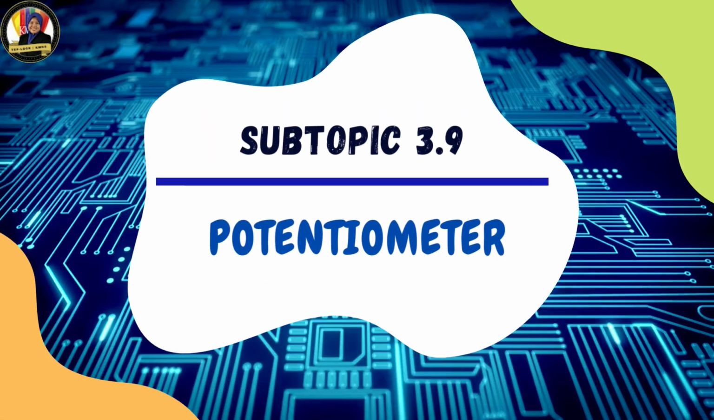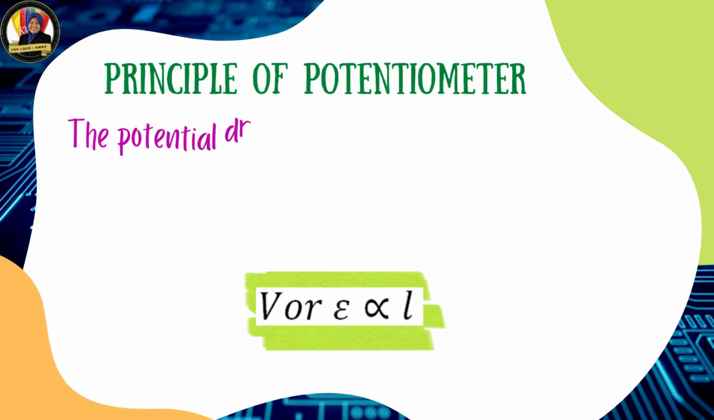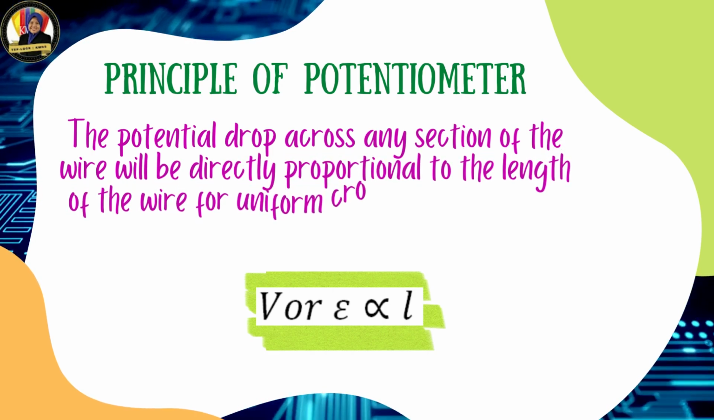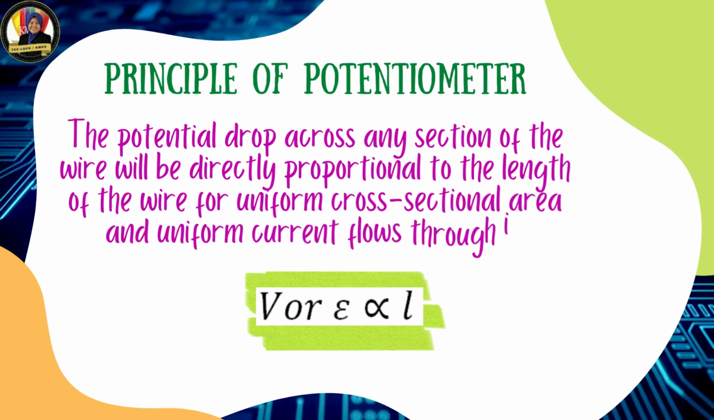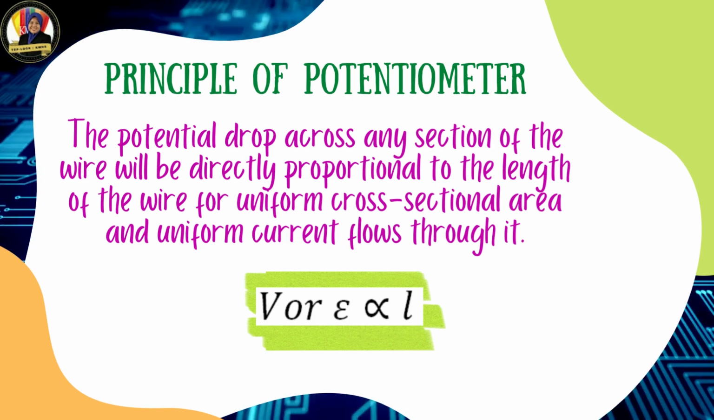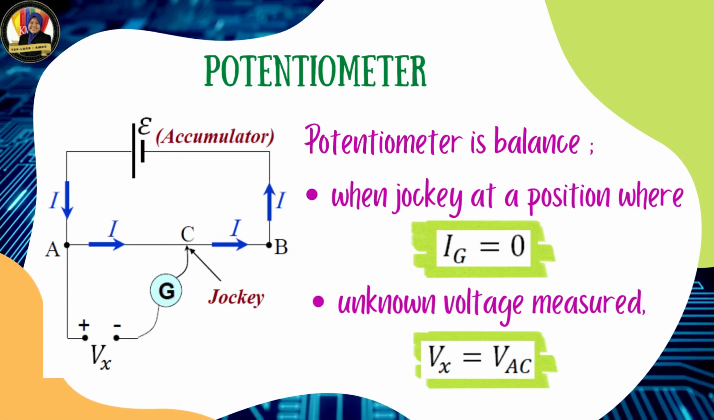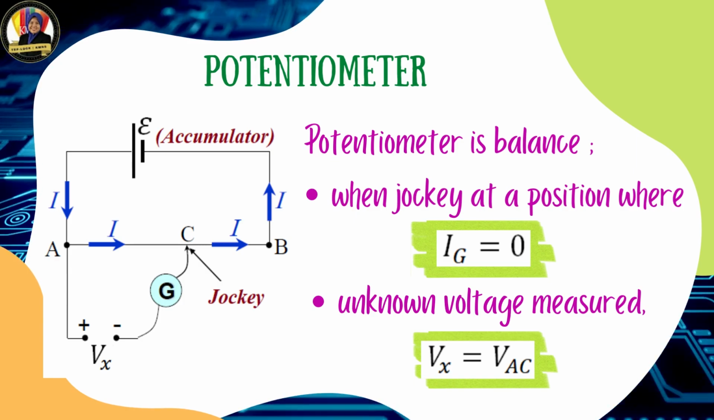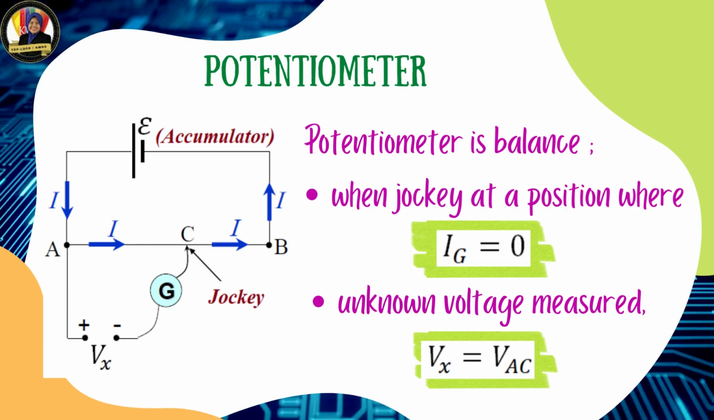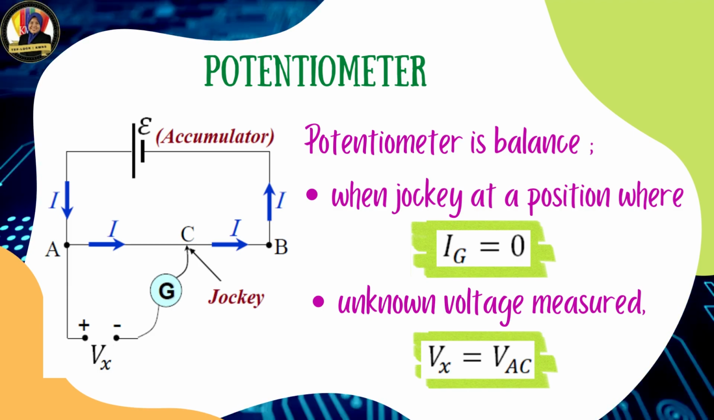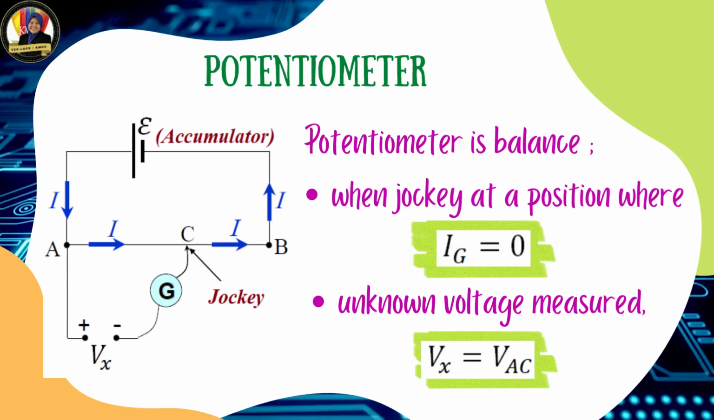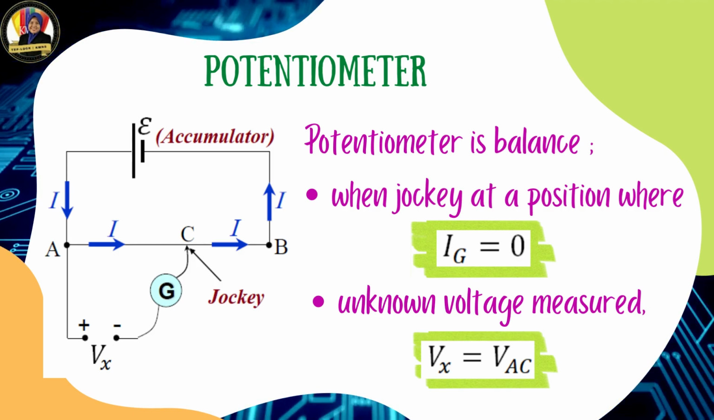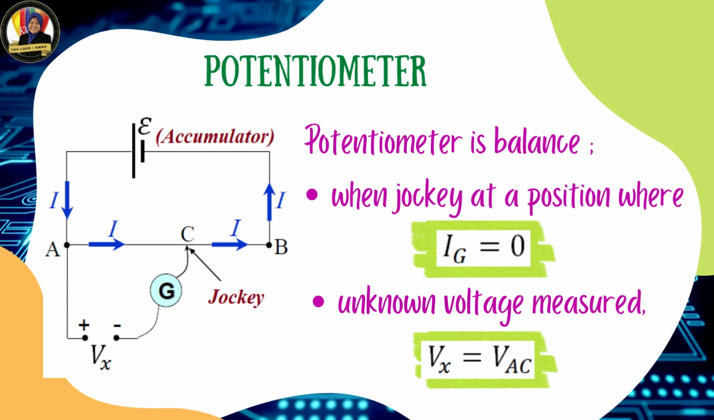The last subtopic is about the potentiometer. The basic principle of the potentiometer is that the potential drop across any section of the wire will be directly proportional to the length of the wire, for the uniform cross-sectional area of the wire and the uniform current flow through it. The potentiometer consists of a driver cell called an accumulator with negligible internal resistance connected to a uniform wire AB, normally 1 meter long. The potentiometer is balanced when the jockey is at a position where no current flows through the galvanometer. When the potentiometer is in balance, the unknown voltage, which is Vx, being measured is equal to the voltage across AC.